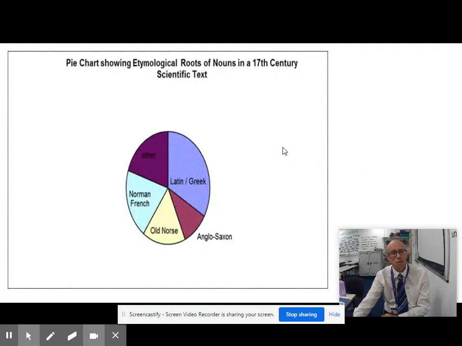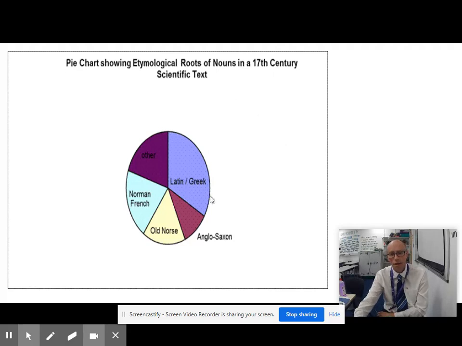Another thing that students sometimes do is using pie charts like this. This particular one shows the etymological roots of nouns in a 17th century scientific text. Okay, so it's looking at where these words have come from. Presumably, it's trying to see if these new words that are coming into the language being used to describe science are from ancient Latin and ancient Greek.